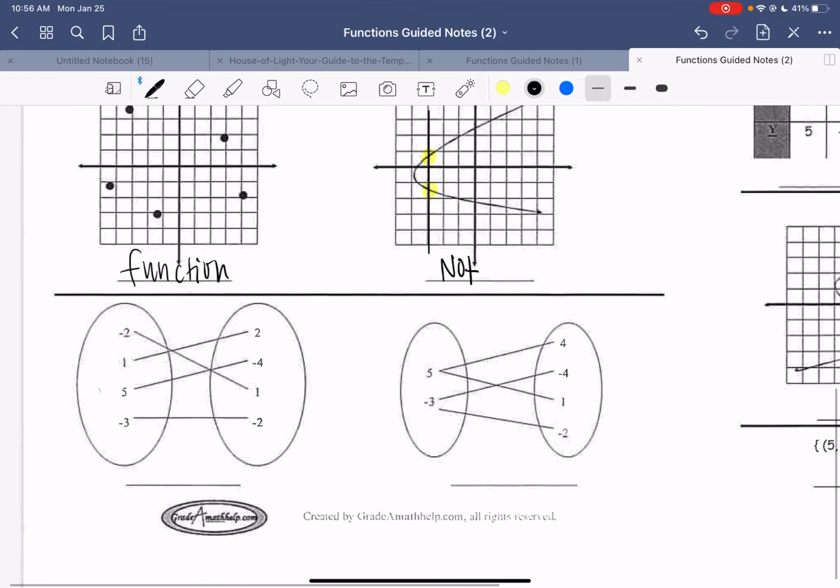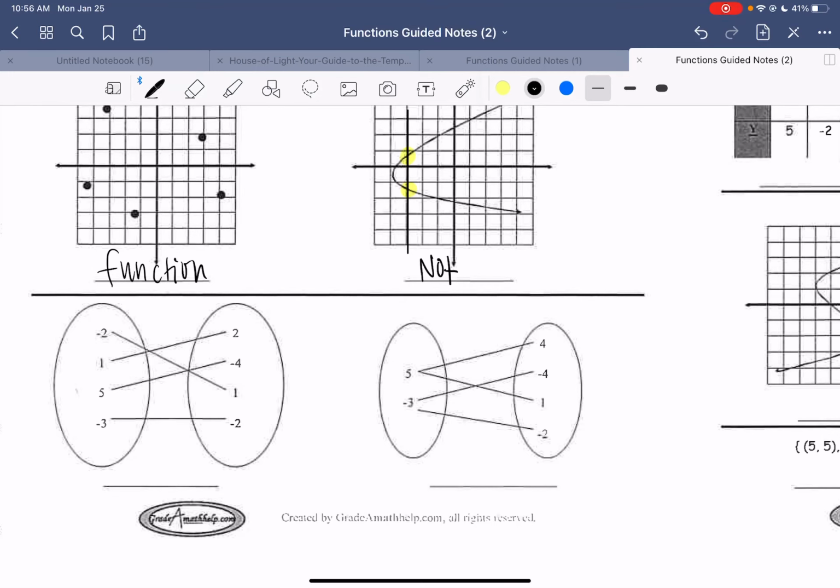All right, now here we have a set of inputs. These are our inputs and these are our outputs. So we see this -2 to a 1, a 1 to 2, 5 to -4, and -3. We have 4 different inputs and 4 different outputs. So that can give us a function.